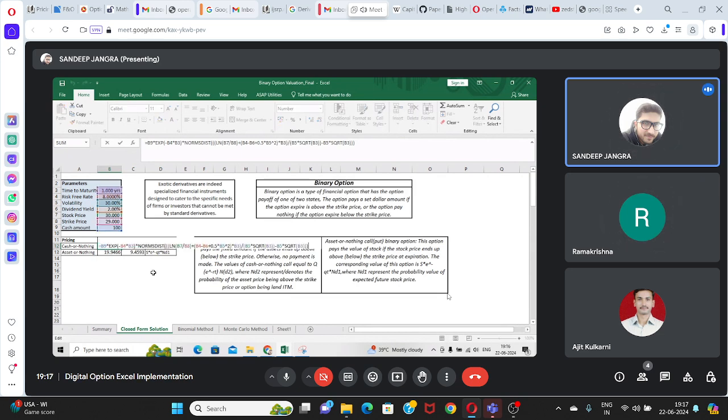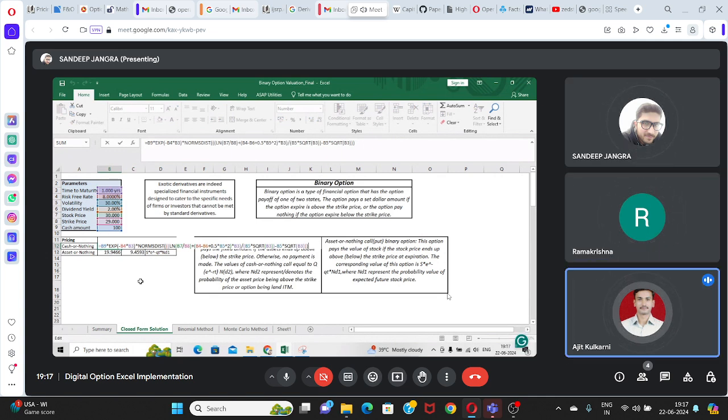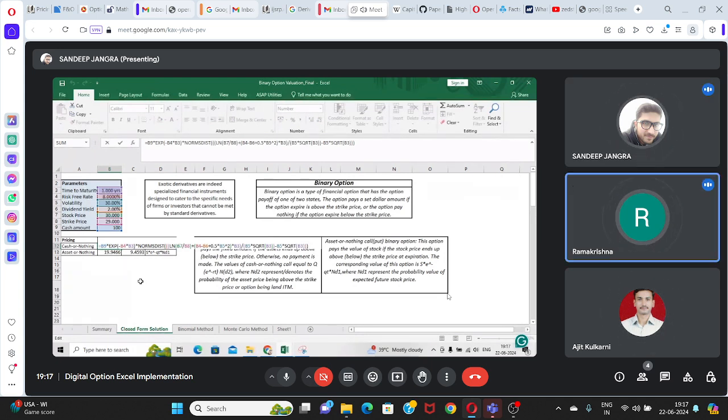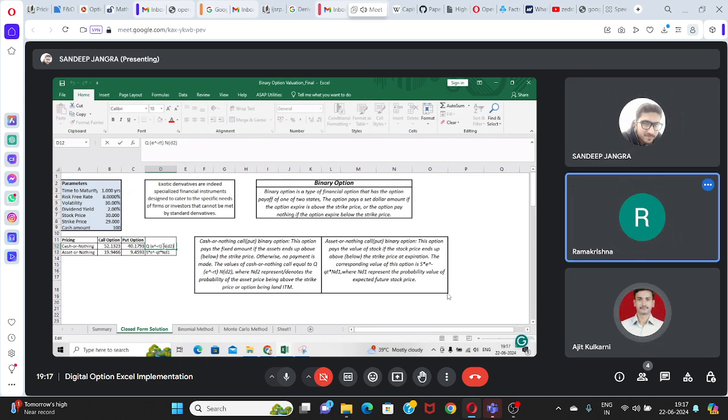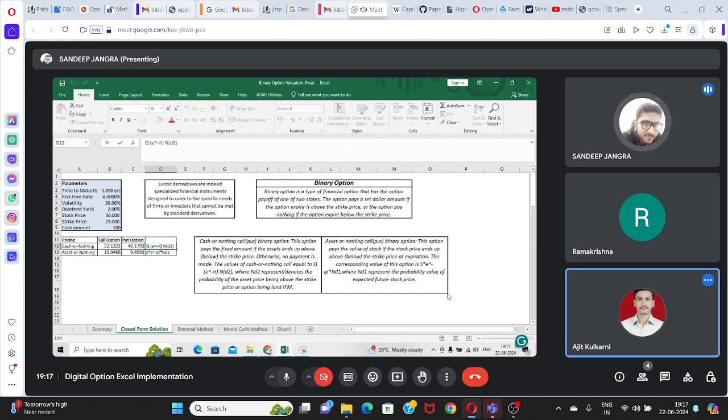Sir, what does RT mean? Your voice is very low, Ramakrishna. Is it audible now? Yeah, better. Go ahead. Could you please tell what RT means? It is the exponential of the risk-free rate times t. This step is basically the discount factor. R is the risk-free rate and T is the time to maturity, the residual time to maturity.